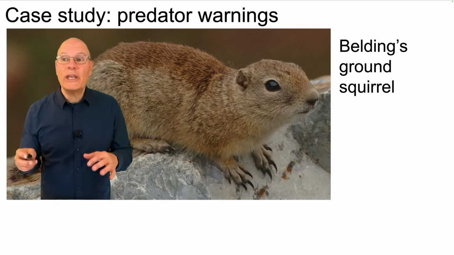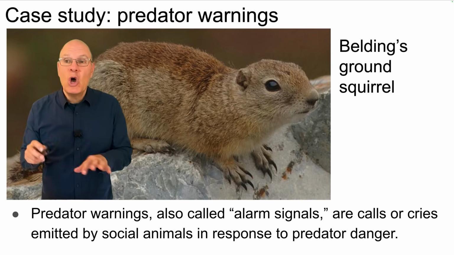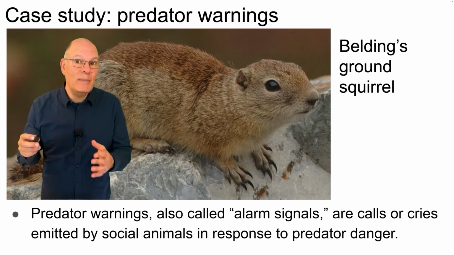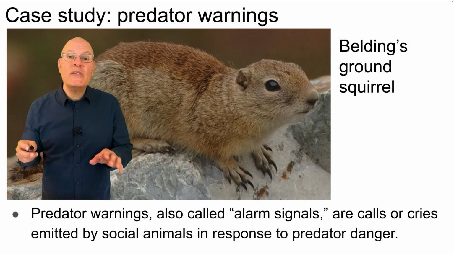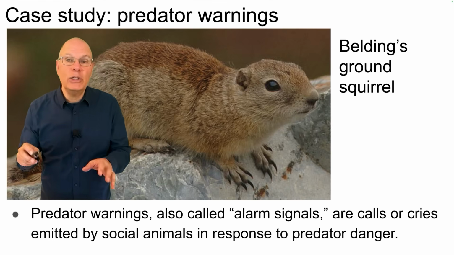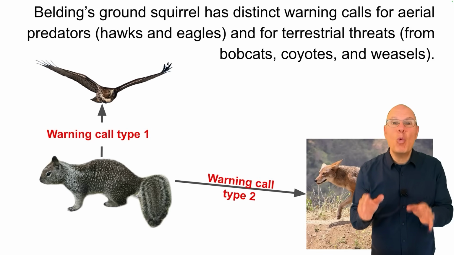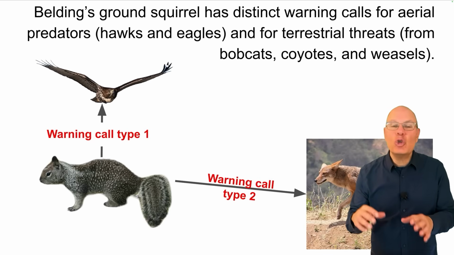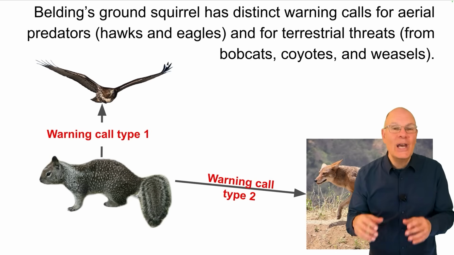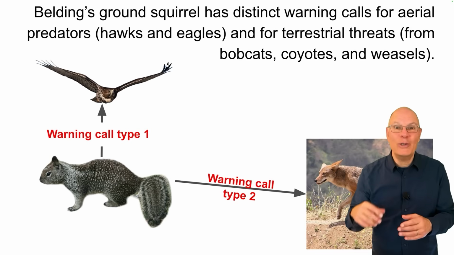We're going to start by looking at predator warnings. Predator warnings, also called alarm signals, are calls or cries emitted by social animals in response to predator danger. These have been extensively studied in the Belding's ground squirrel, which lives in the Sierra Nevada mountains of California. Belding's ground squirrel has distinct warning calls for aerial predators like hawks and eagles, and for terrestrial threats from bobcats, coyotes, and weasels. Here's warning call type 1 for an aerial predator.